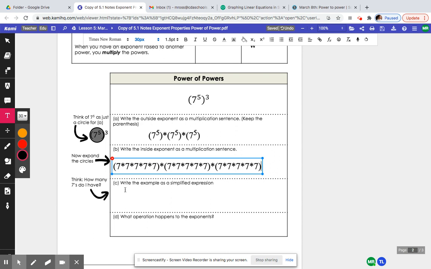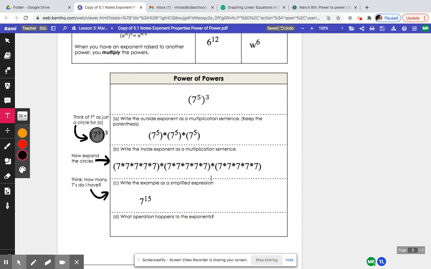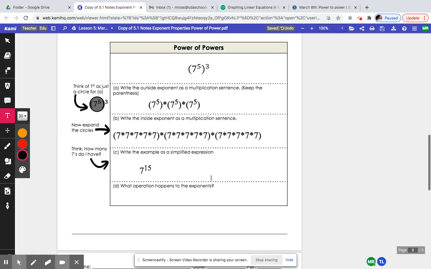So let's look at C, write the example as a simplified expression. So how many sevens do I have? We actually are going to end up having 7 to the 15th power. And that's exactly what we have when we have 7 to the 5th, raised to the 3rd. We actually have 7 to the 15th power. And what operation are we using? We are actually using multiplication.